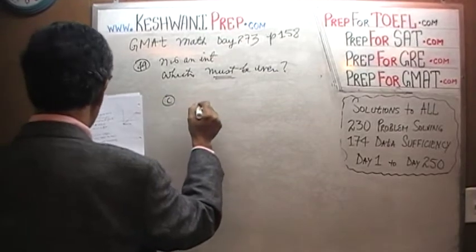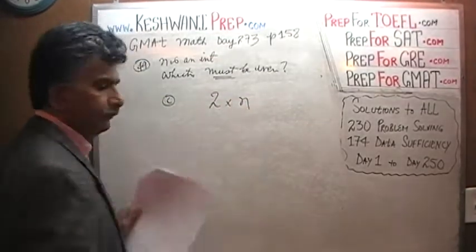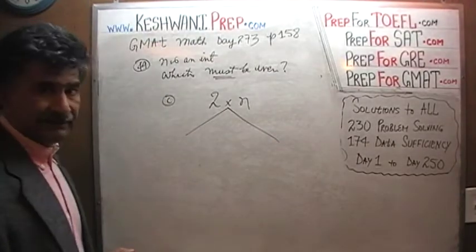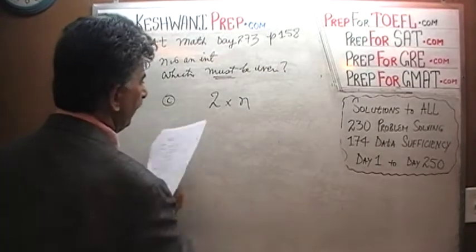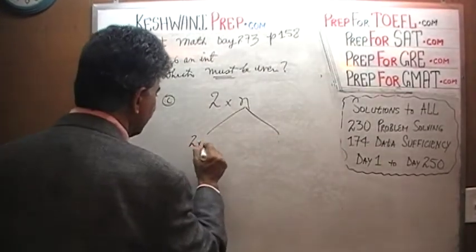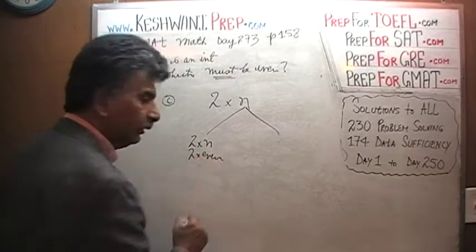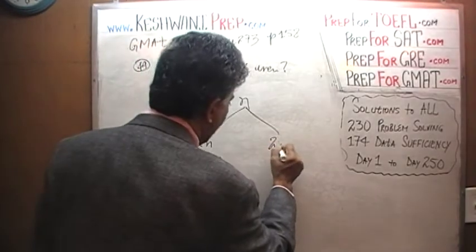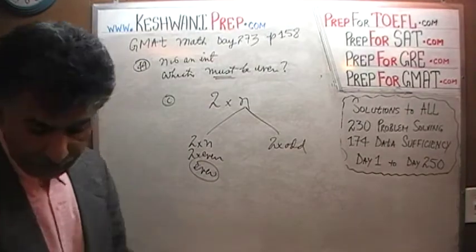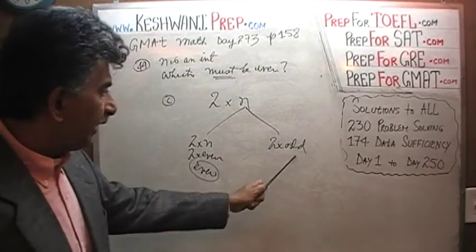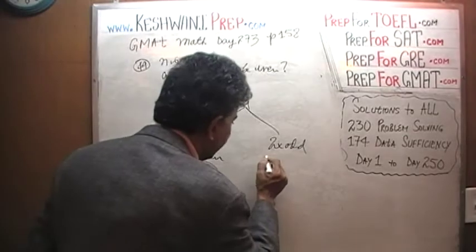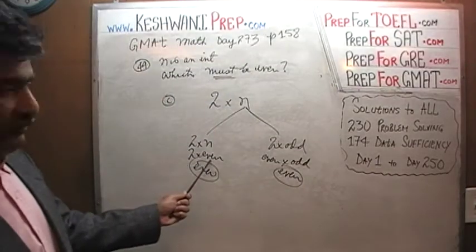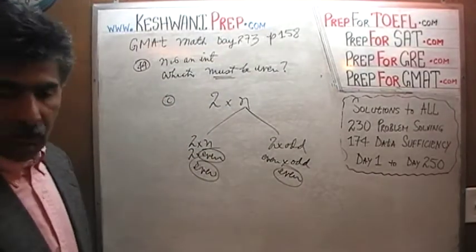Answer choice C says 2 times n. Okay, now listen. It doesn't matter whether n is even or odd. N is going to be either even or odd. So 2 times n, if n happens to be even, then even times even is even. And if n happens to be some odd quantity, then we are multiplying it by 2, and we know that even times odd is also even. So here's a situation where it doesn't matter whether n is even or whether n is odd.